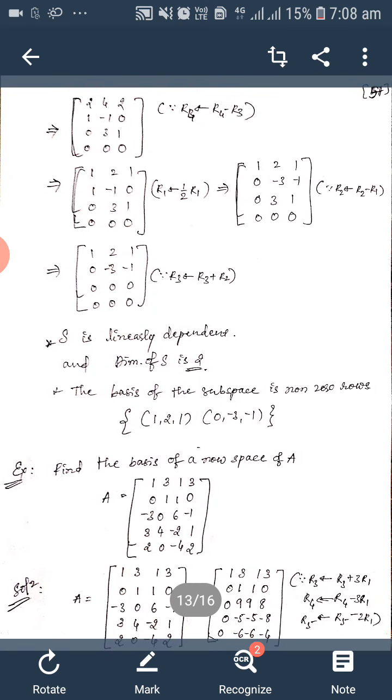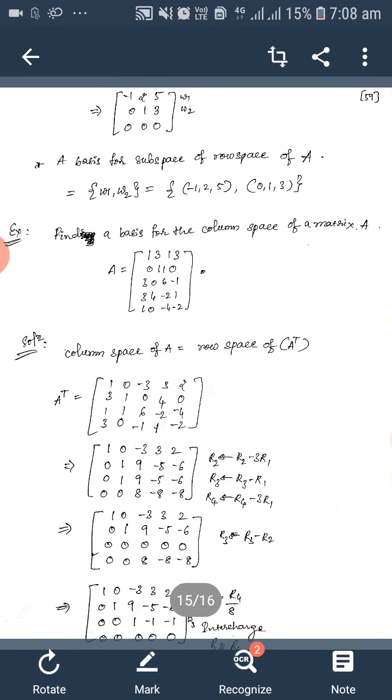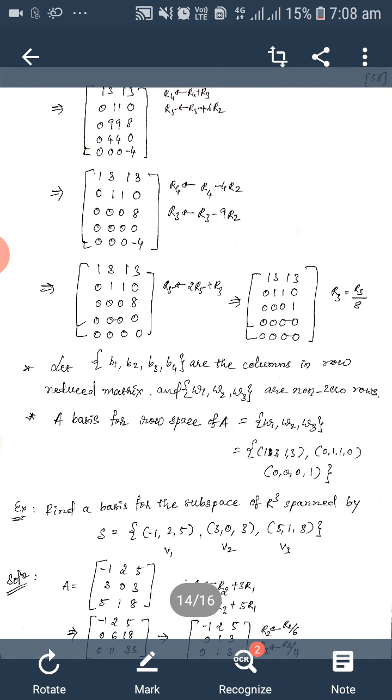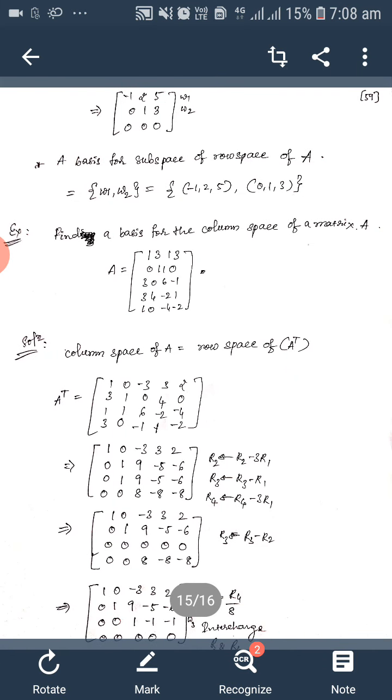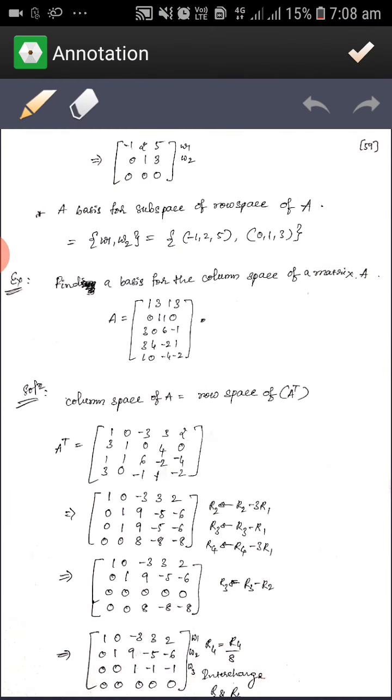So here is one more problem. In this problem we have considered three vectors, and by doing row operations we see the non-zero rows are 2, so these are the basis of the row space of A.